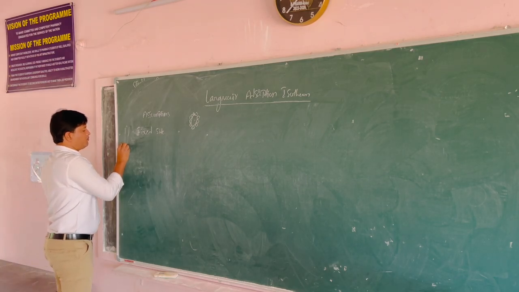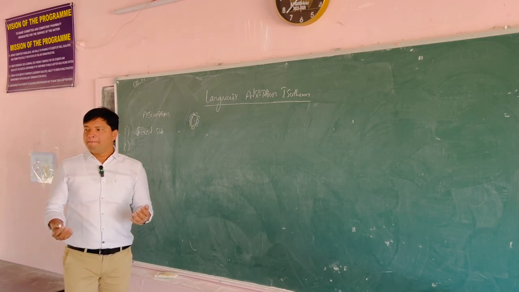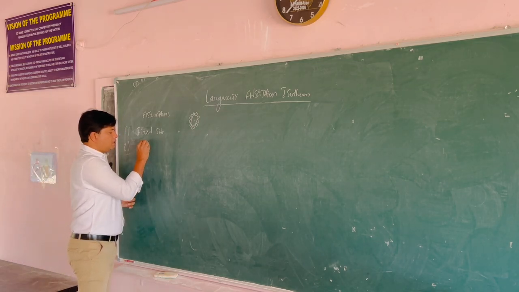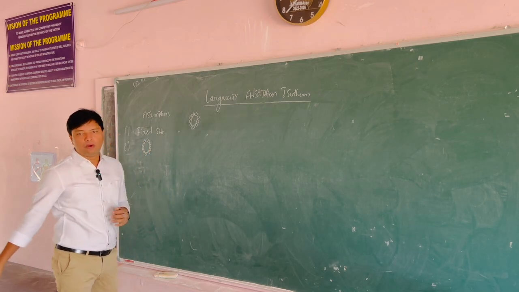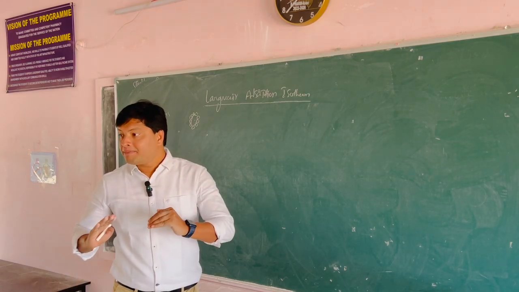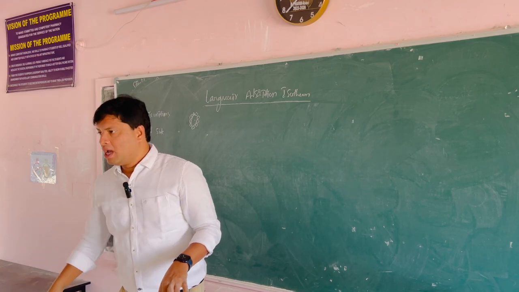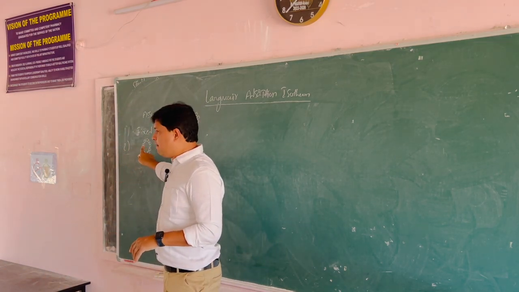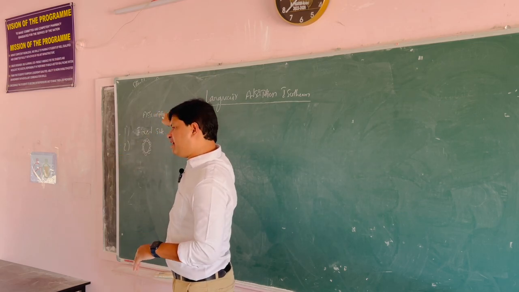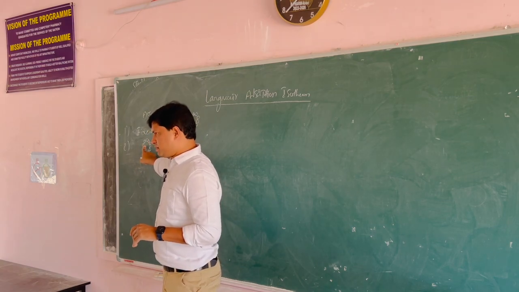Two, at maximum adsorption, the layer formed is a monolayer. At maximum adsorption, your adsorbing species is saturated. After saturation, the layer formed is a monolayer. I already told you, Freundlich and Langmuir explain only monolayer. So this is the second assumption.